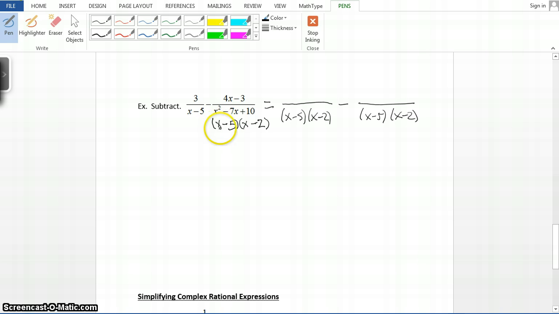So if you notice this second rational expression, my denominator did not change, I just factored it. So the numerator is not going to change. I still have 4x minus 3.